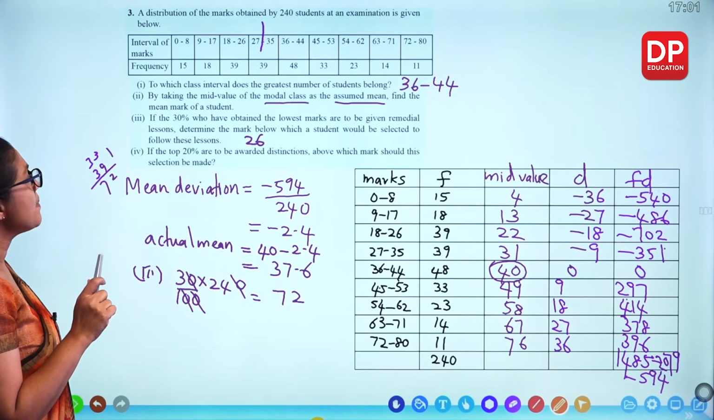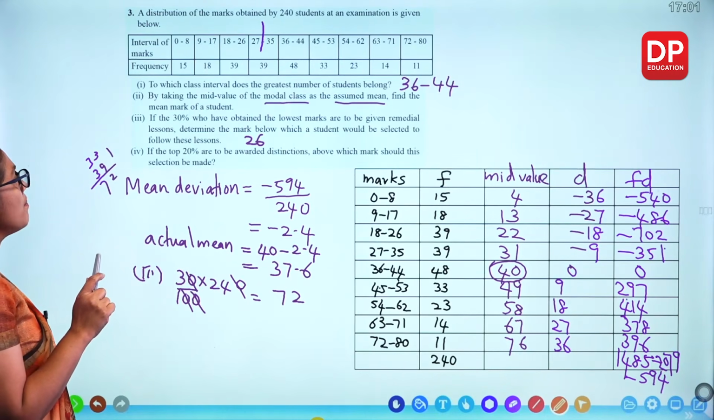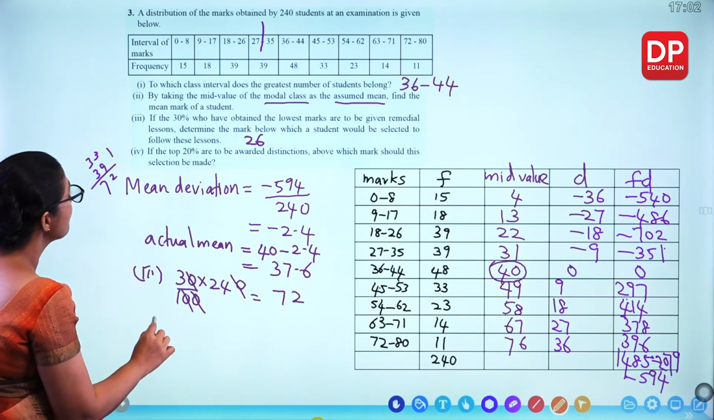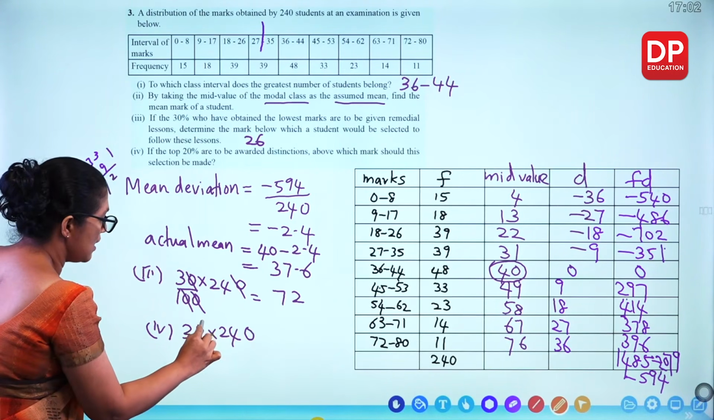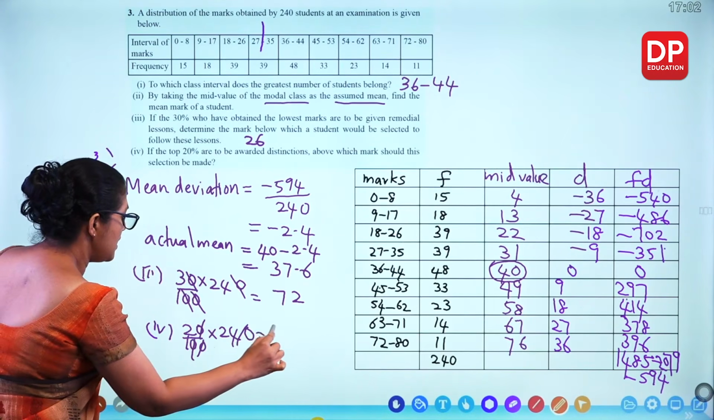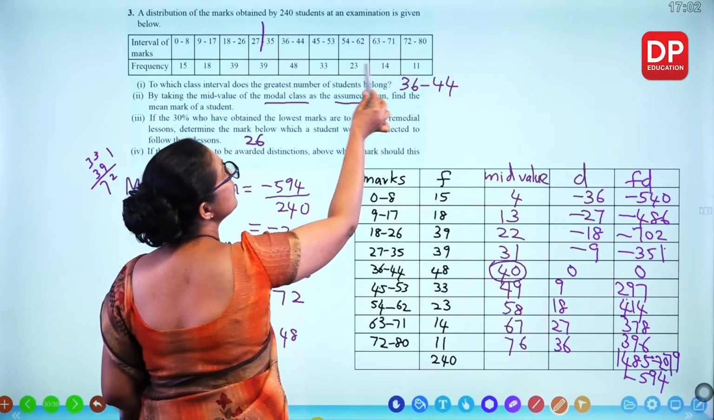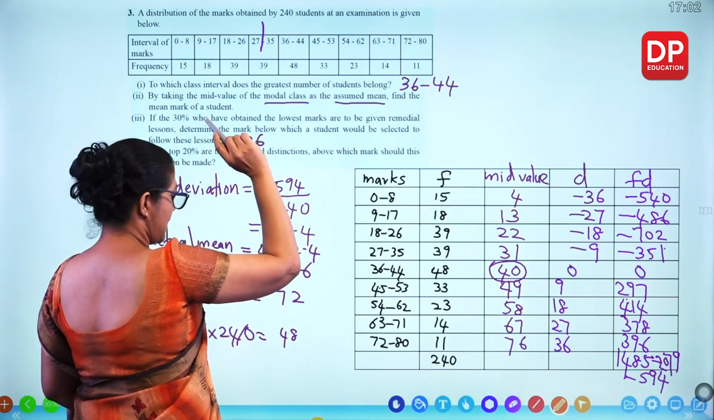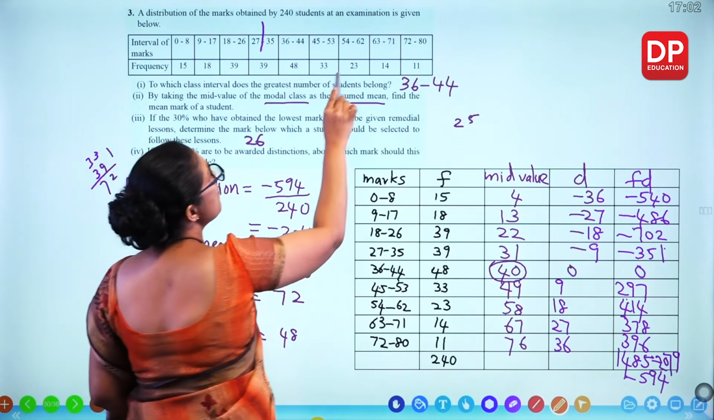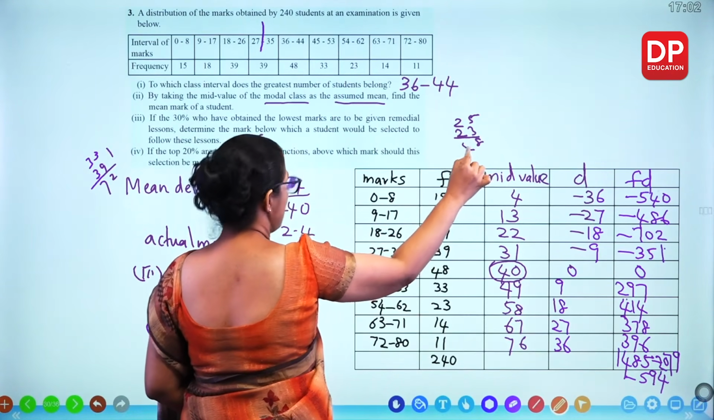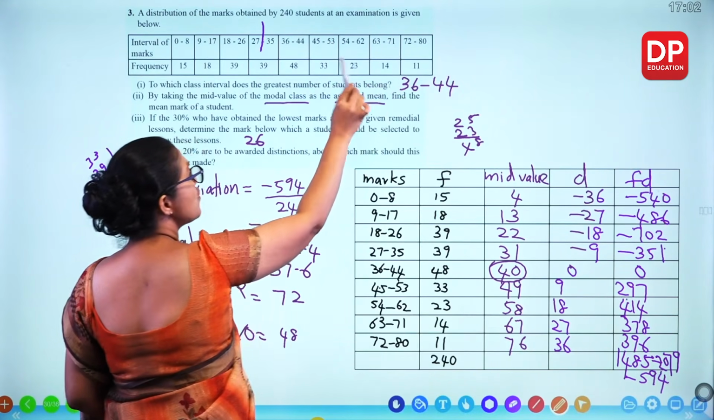If the top 20% are to be awarded distinctions, above which mark should this selection be made? 20% of 240. So you need 48 students. So calculate 14 plus 11, you get 25. 25 plus 23, you get 48. So up to this position, you get 48 students.